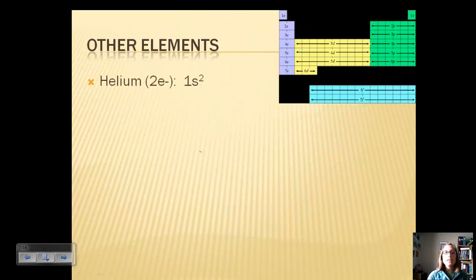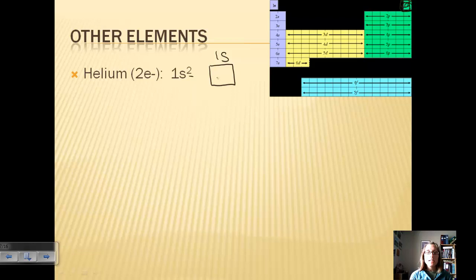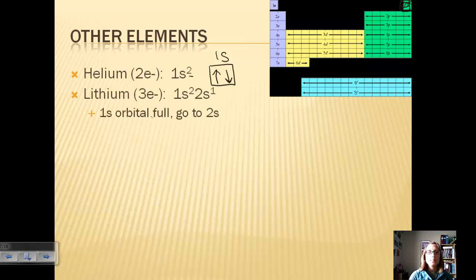Let's start looking at other elements. Helium is located up here, and so it's 1s2. Remember, each sublevel or orbital can hold 2 electrons, and since 1 only has s, and we have 2 electrons, this is a 2. If we were to draw the orbital diagram, we'd label it 1s. Because helium has 2 total electrons, one has to spin up and one has to spin down, or clockwise and counterclockwise.